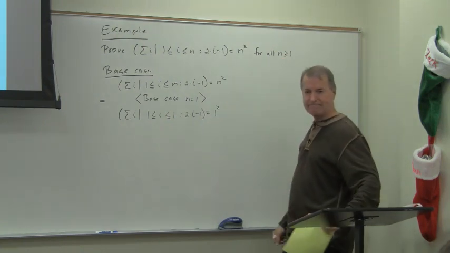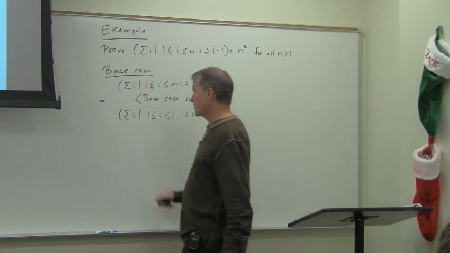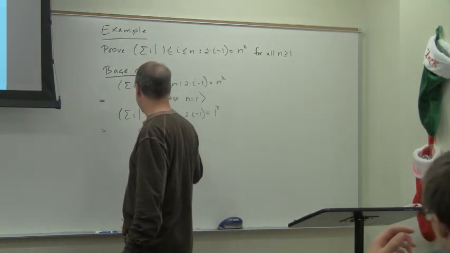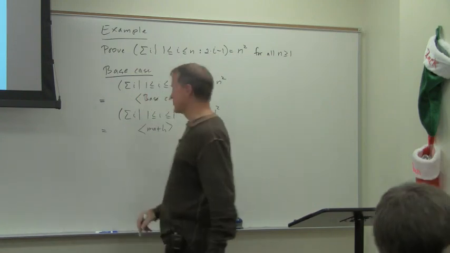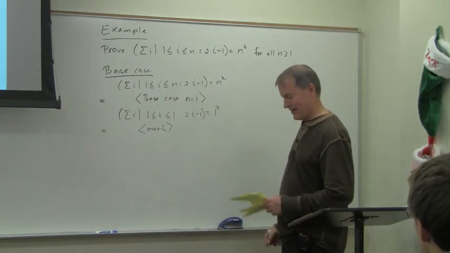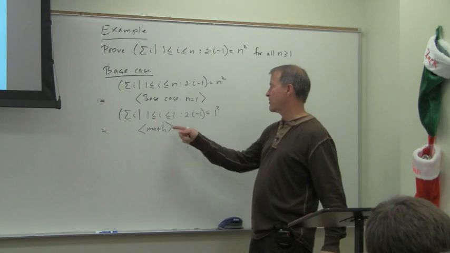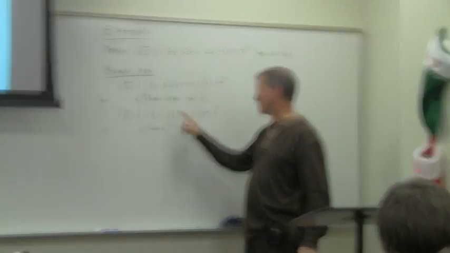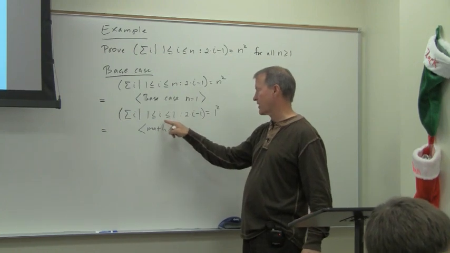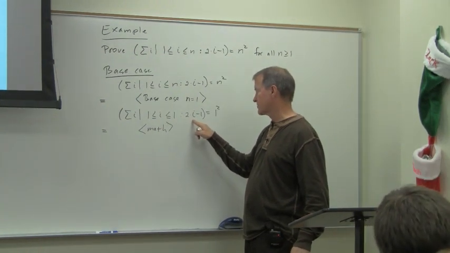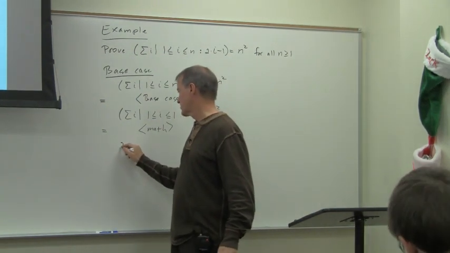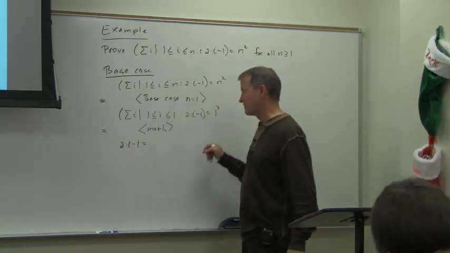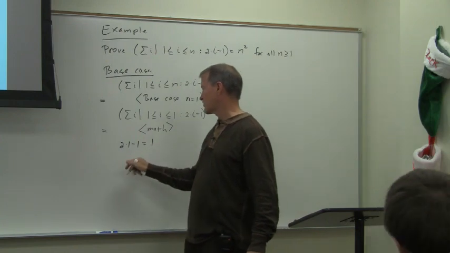Now this equals, by math, we're just going to invoke some math here. What are the possible values of i here? Just 1, so i is 1. So this whole thing is 2 times 1 minus 1, equals, and what's 1 squared? 1. And what's 2 times 1 minus 1?